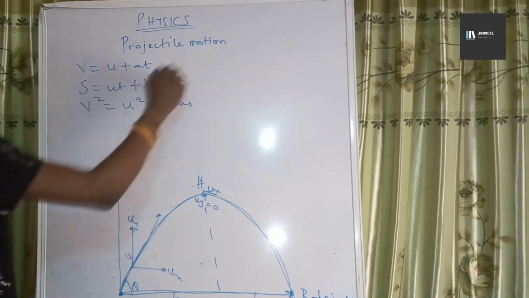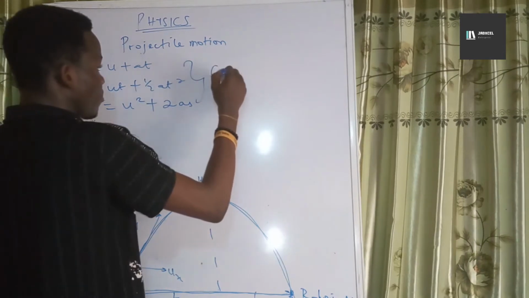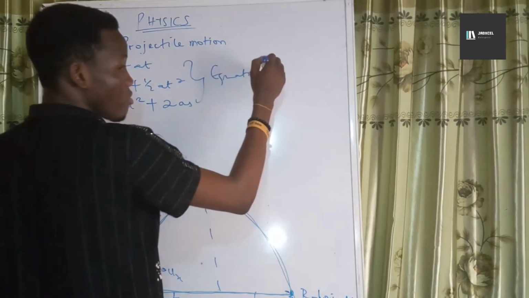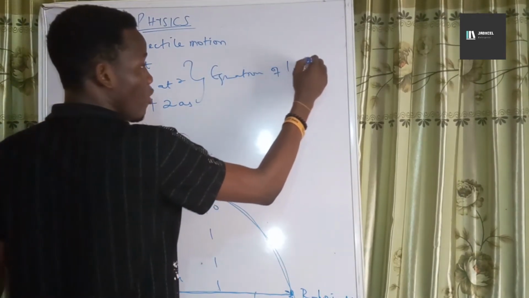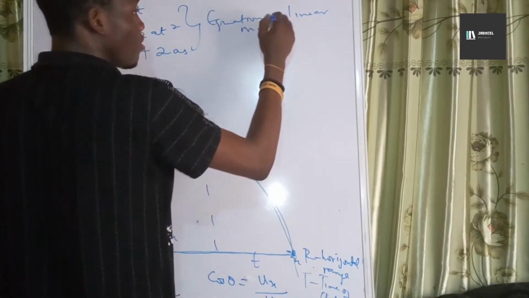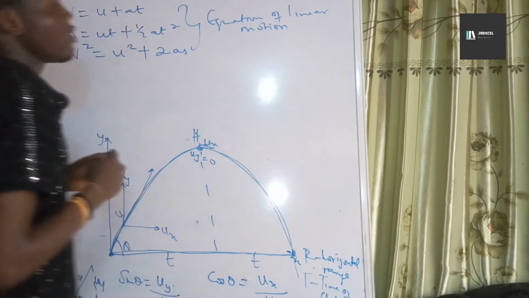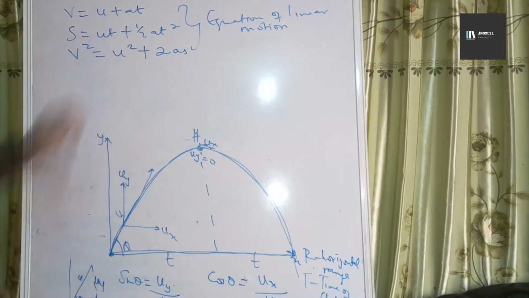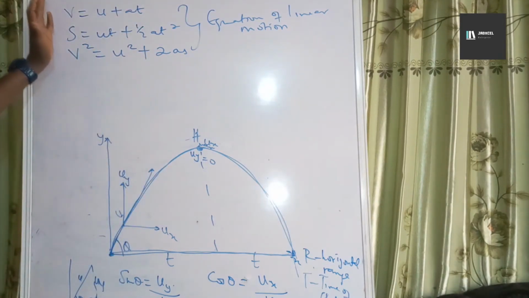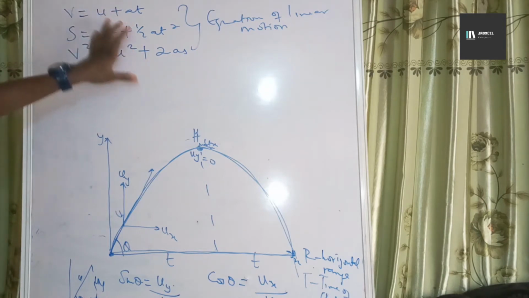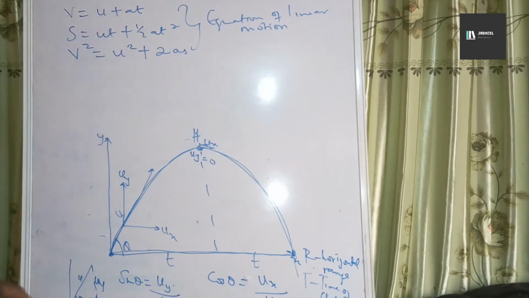Now, these are equations of linear motion. So, having that, these are equations of linear motion. Now, if you look at it, they are linear motion. Why? Because there is no parameter indicating gravity here.